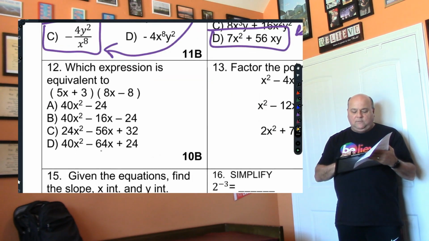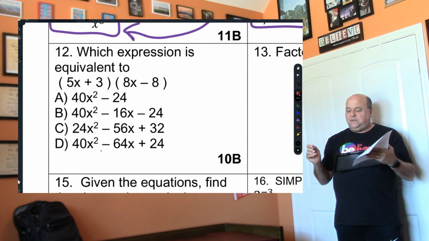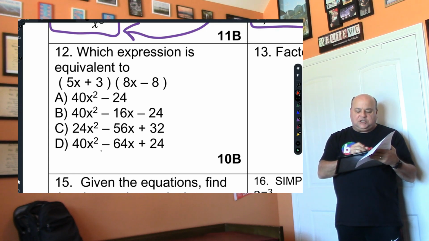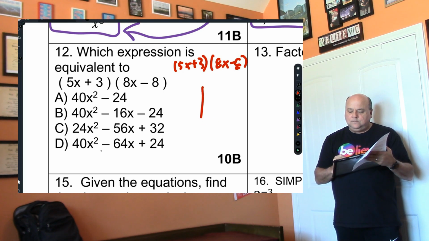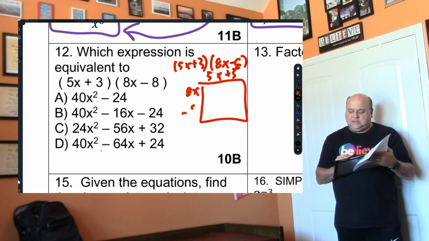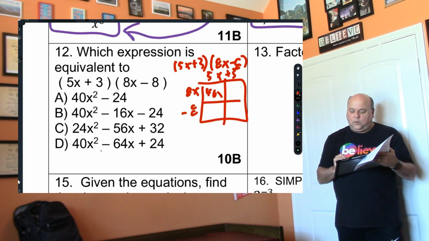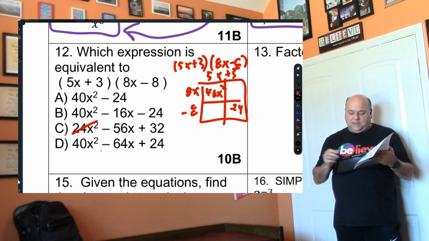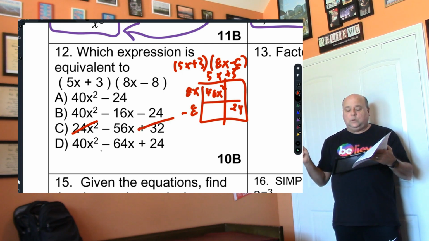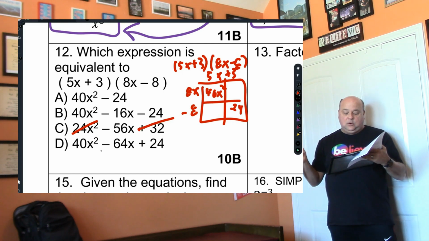Let's go down to number 12. Okay, we want to find out the expression that's equal to here. We're going to type this in, but first off, remember, you're going to do 5x plus 3, and then 8x minus 8. If you box this, 5x plus 3 and 8x minus 8, you're going to get a 40x squared and a negative 24. It has to start off with the 40x squared. That eliminates this one. And it has to end with a negative 24. That eliminates this one, right? So we're down to A, C, or D, aren't we?